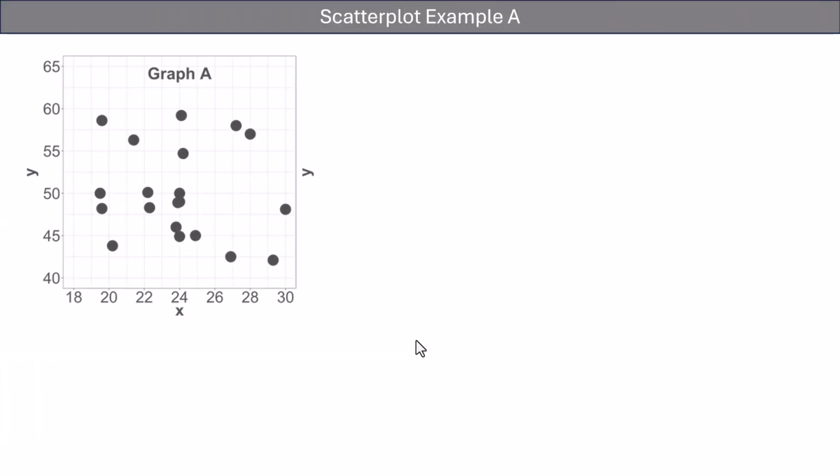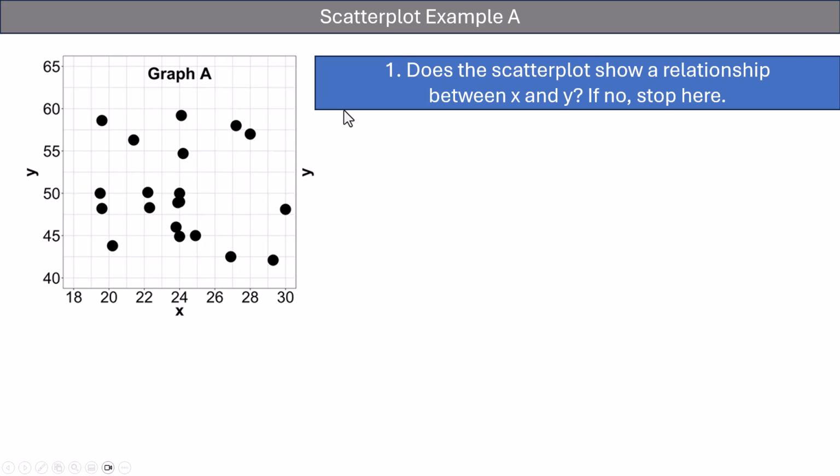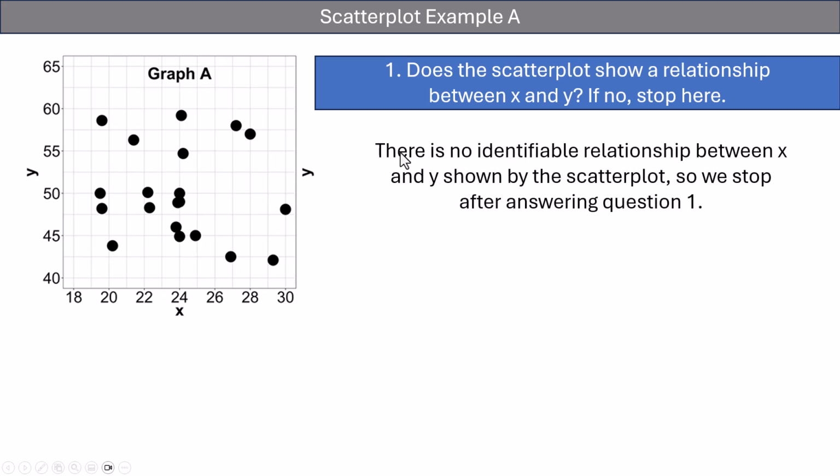So here is an example of a scatter plot that has both x and y on it. And here we can go ahead and answer some questions about this. So the first question is, does the scatter plot show a relationship between x and y? And if no, we will stop here. So if we look at this scatter plot, I would probably say there is not really much of a relationship going on here, right? As we move further to the right in terms of x, there's not really a reliable pattern in any way for y. So I'd say there's no identifiable relationship between x and y shown in this scatter plot.